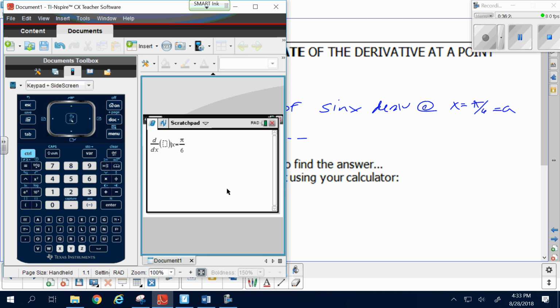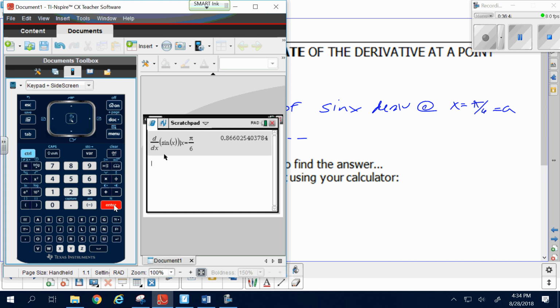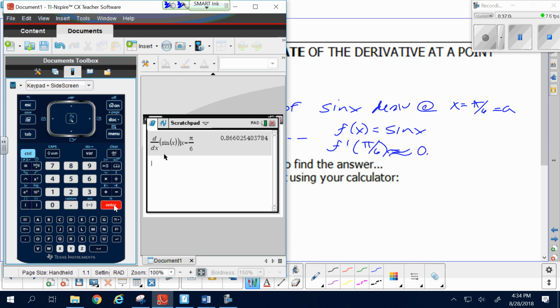And this is what you see. Back in the home screen, it pastes this. This means take the derivative of what? It's waiting for you to tell it the function. You haven't said anything about sine yet. It doesn't know you want the derivative of the sine curve, the slope of the sine curve. So you need to tell it. Type sine of x at x equal pi over 6, hit enter, and boom, it gives you the slope of 0.866, which is to say that if f of x is sine, then the derivative at pi over 6 is approximately 0.8660.